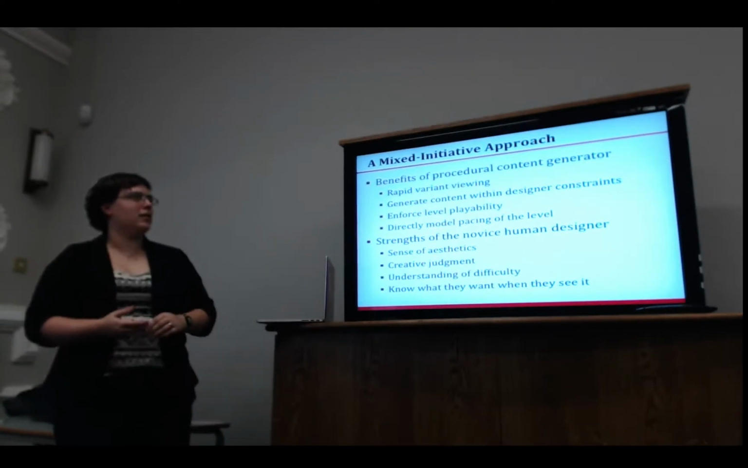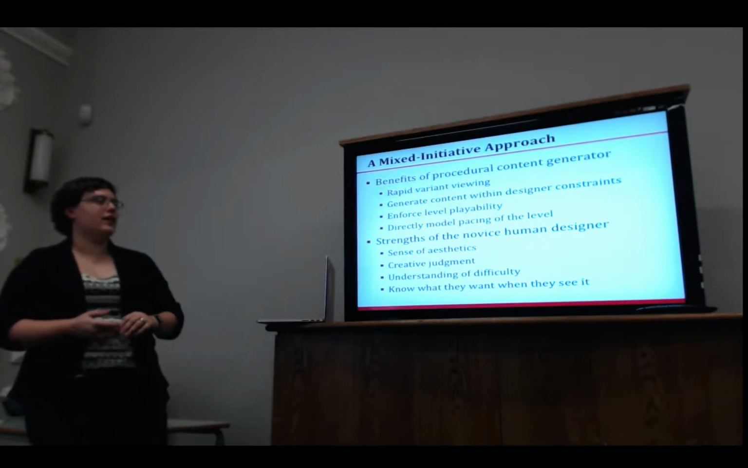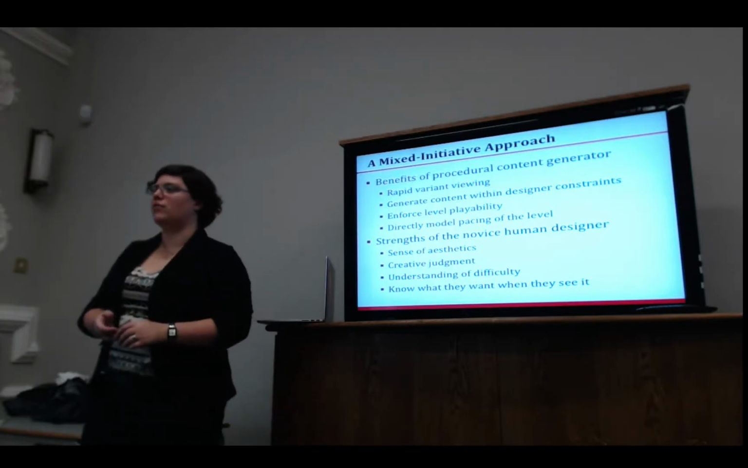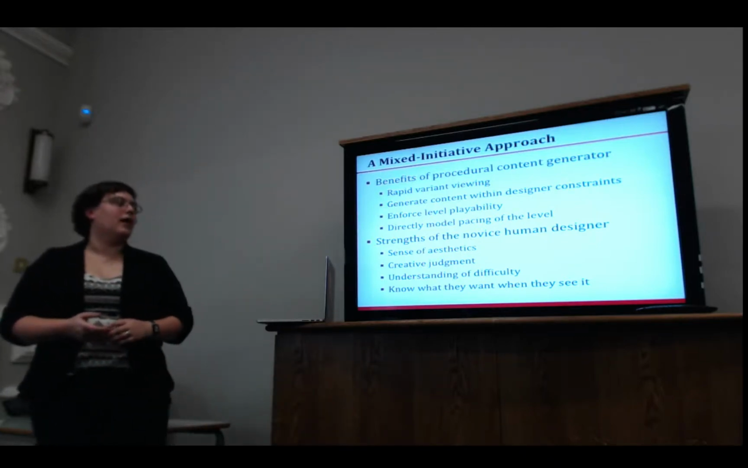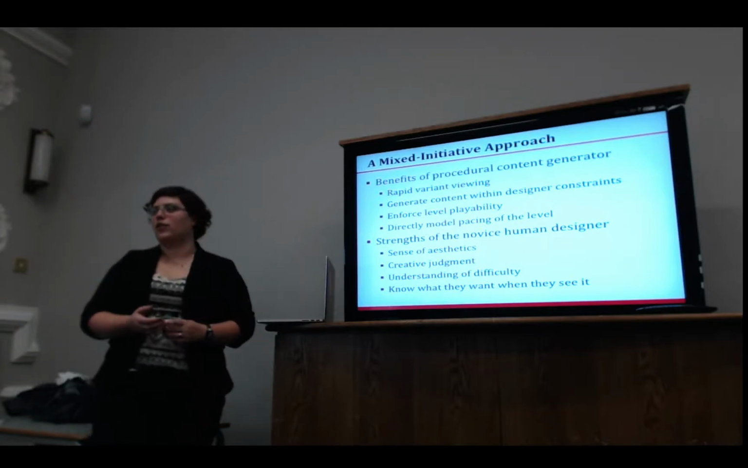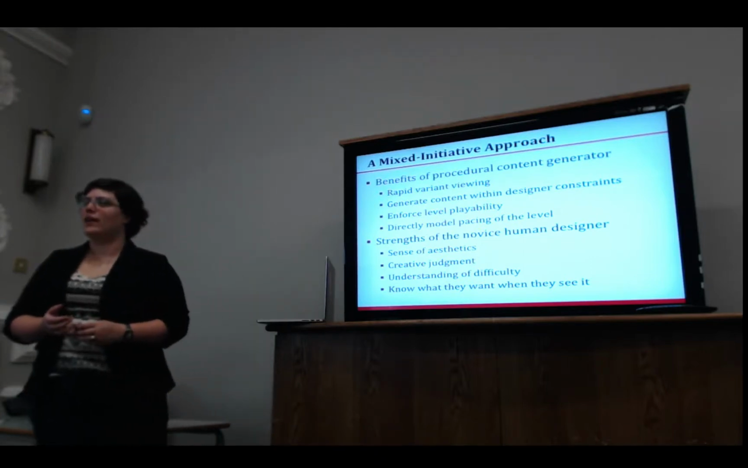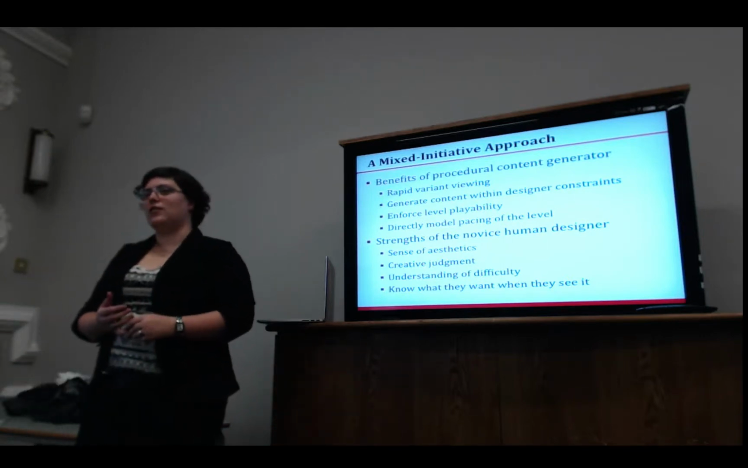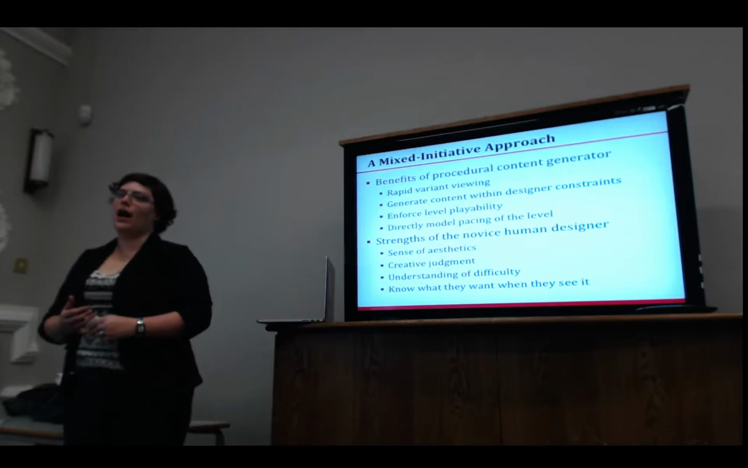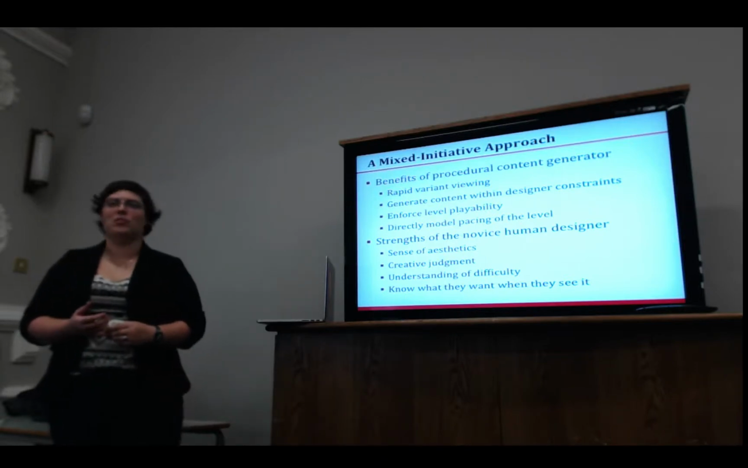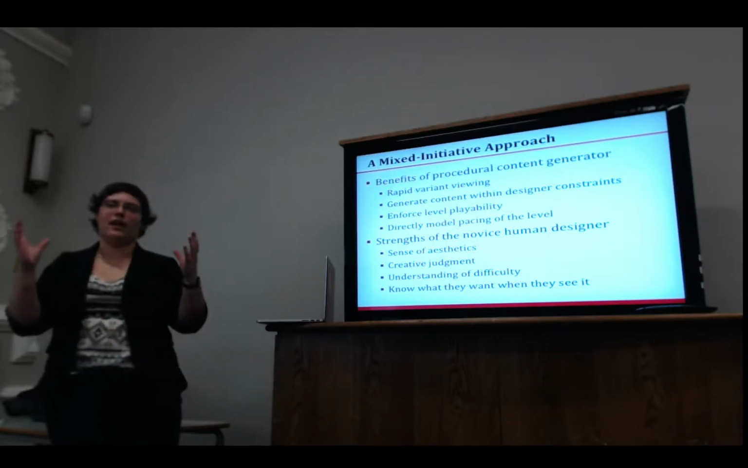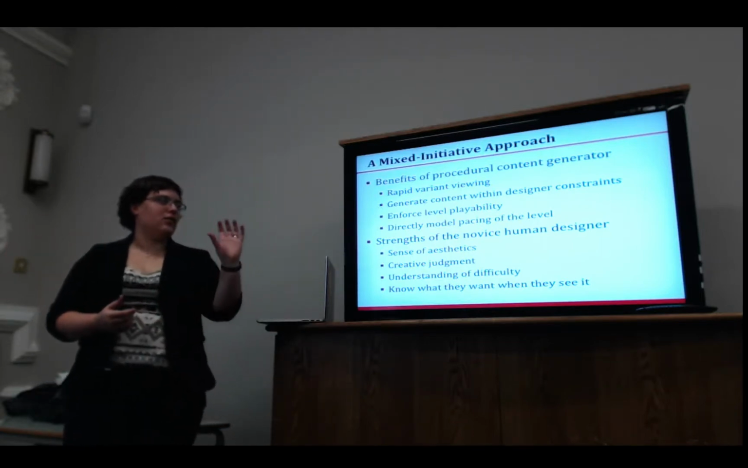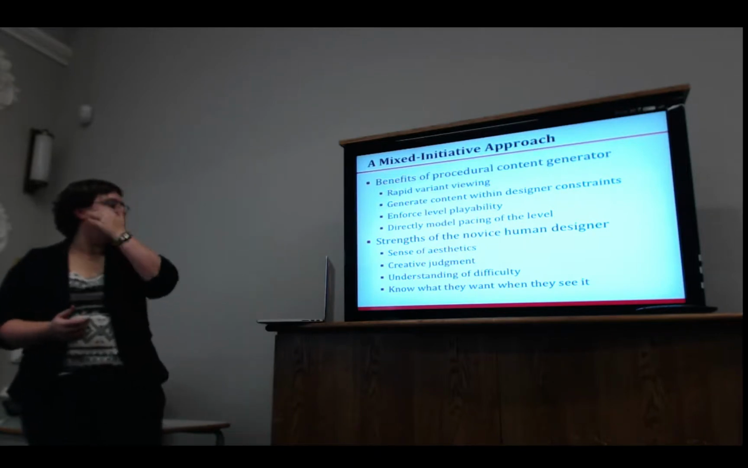What's nice about this mixed initiative approach is it takes a lot of the benefits of procedural content generation, the fact that it can create levels offline relatively quickly. It can generate content within constraints, like constraint solving is a thing. We've got pretty good at it in AI, right? We can enforce level playability, right? Because we know how fast the avatar can run and how high the avatar can jump, and it's relatively simple platforming physics, right? To be able to calculate what is allowed and what is not. And as a result, we can directly model pacing.